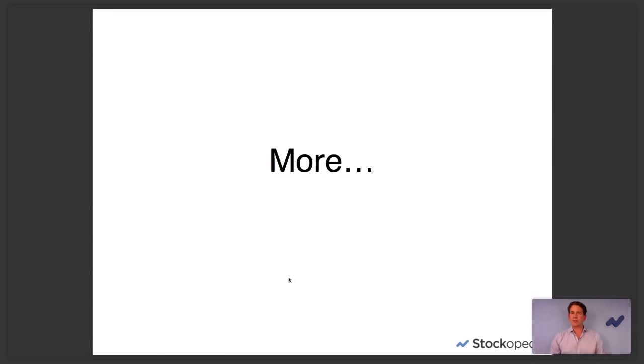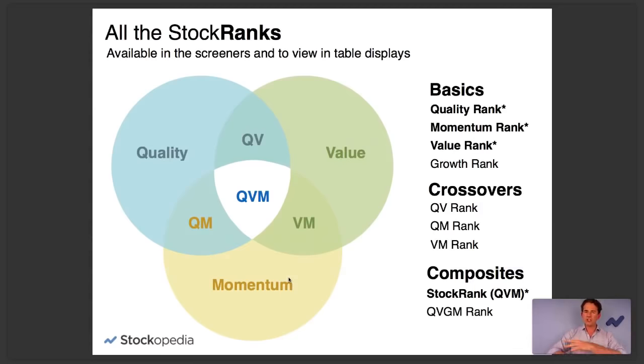Now, taking this a little bit further, before I go into all the deep performance statistics on the site, I want to explain to you that we have a whole suite of stock ranks on the site, which isn't just these three basic ranks of quality, value, and momentum, but also some of what I call crossover and composite ranks. There is also, for legacy reasons, a rank called the growth rank, which you can screen on and put into tables for those that like it. But it does not perform nearly as well as quality, value, and momentum.